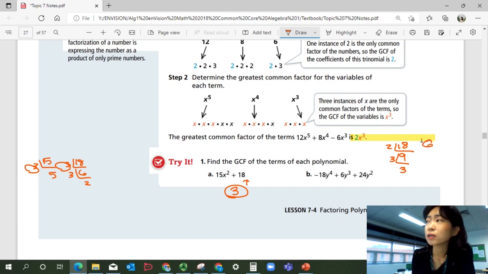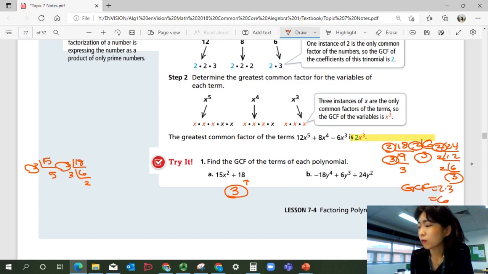And then 6 is 2 times 3. 24 is 2 times 12, which is 2 times 6, which is 2 times 3. So 2 times 2 times 2 times 3 is 24. We see one 2 in all of them and one 3 in all of them. So your GCF would be 2 times 3, which is 6, for the coefficients.